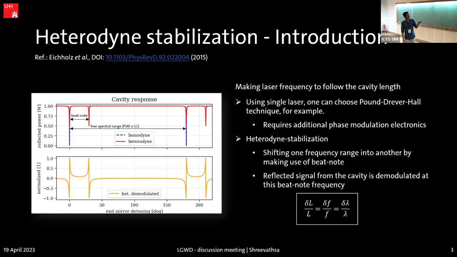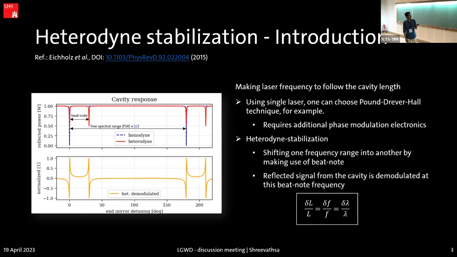If we try to make use of the heterodyne stabilization, where we shift one frequency into another by making use of the beat note, then obviously at the point of resonance, there is this symmetry. So just using the reflected signal as it is is not possible. What we need is a nice error signal so that we can lock the laser to the cavity. Just by demodulating at this beat note frequency, we get this very nice error signal, which has a symmetrical zero crossing, and we can just lock one laser here and the other one here.